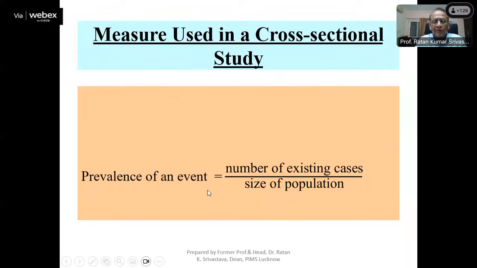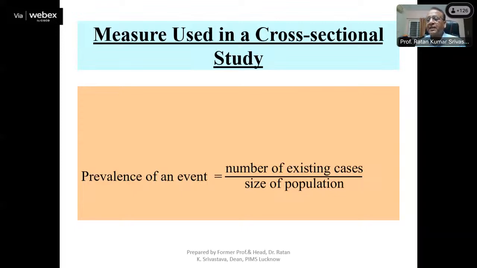Now, prevalence of an event, you can calculate: number of existing cases at that point of time, over size of population. And this type of prevalence we calculate in cross-sectional, we call it point prevalence. Please remember, there are two types of prevalence, period prevalence and point prevalence.